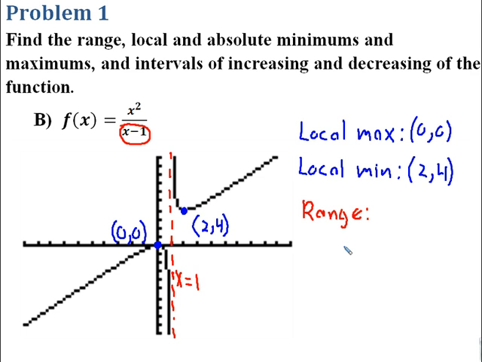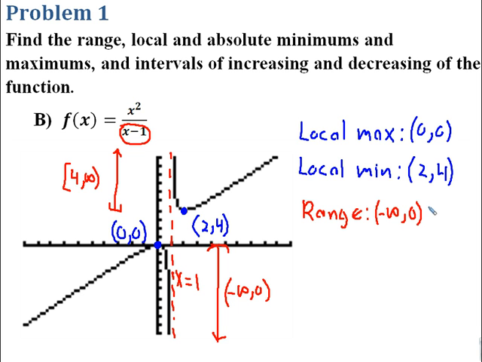The range for this one is going to work out a little bit differently because we have two separate parts of the graph. I have a first part on the upper portion that runs from 4 on up. But then there's a part on the lower piece of my graph that runs from 0 on down. Combining those, we'd say our range is negative infinity to 0, union 4 to infinity.